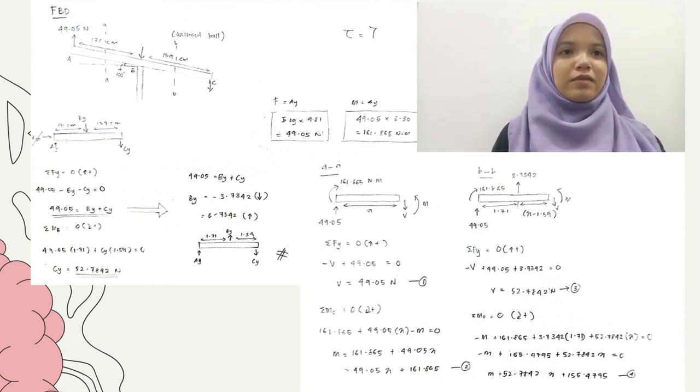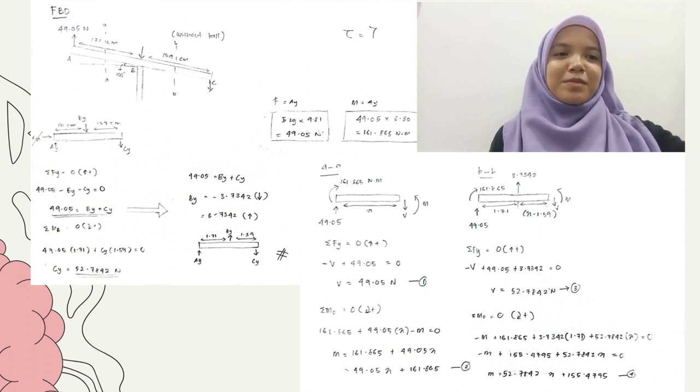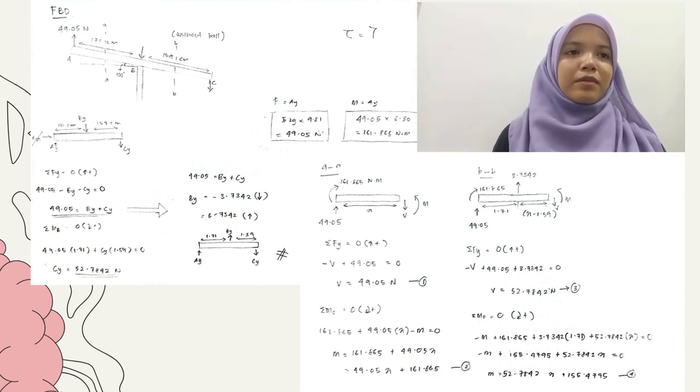So we got V1 equal to 49.05, and moment equal to 49.05 × x + 161.865, and for V2 we have 52.7842 newton, and moment equal to 52.078842 x + 155.4795 for the result.